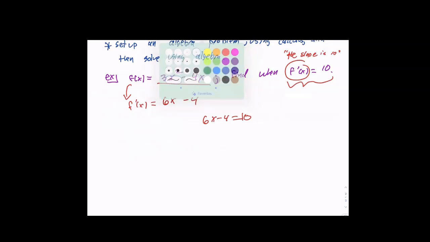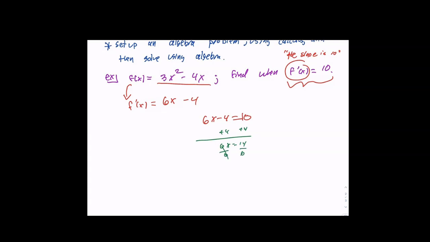And finally, we just do some good old algebra. Plus 4, 6x equals 14, divide by 6. x equals 7/3. Done. Remember, power rule, derivative. When I say find a derivative, basically from now on, you're using derivative rules. Now, the f prime of x equals 10 is there because that's the algebra equation I'm going to have to solve.